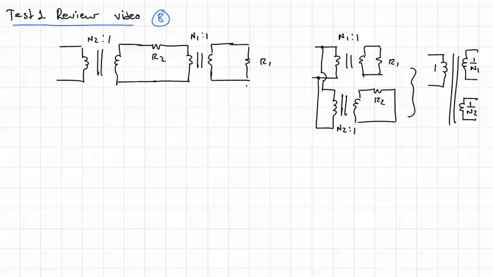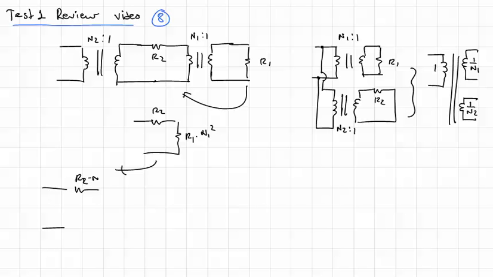We could take this and reflect it over, so we'd have an R2, and now when we reflect that resistor over, we'll have R1 times N1 squared. And then we could take this and reflect this back to the primary, where now we would have R2 times N2 squared plus N2 squared times R1 times N1 squared. All right, so now this is VA here, then we have VA at this point.